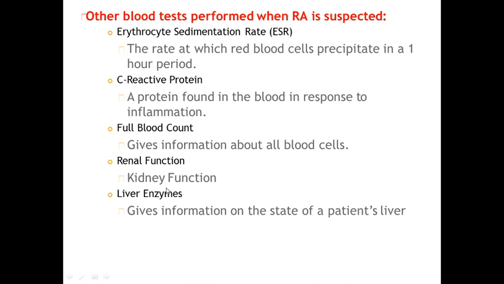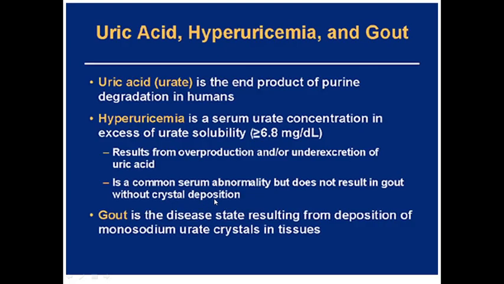A full blood count gives information about all blood cells, and sometimes you can check the kidney function to differentiate from other kinds of disorders, or to detect kidney and liver enzymes involved in the autoimmune process. Sometimes arthritis is not only rheumatoid arthritis. Sometimes arthritis may be due to metabolic disorders like gout.